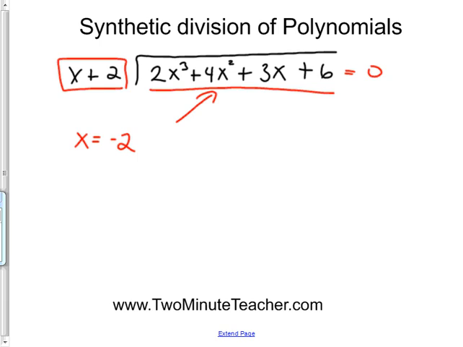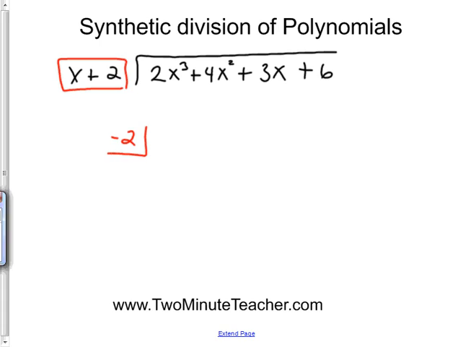So now, to do this synthetic division, I set it up similar to what you would for the long division, and I say -2 is my key number here, and now I need to have the coefficients from each of these places. So for instance, 2, 4, 3, and 6. Now the beginning of synthetic is a little weird.